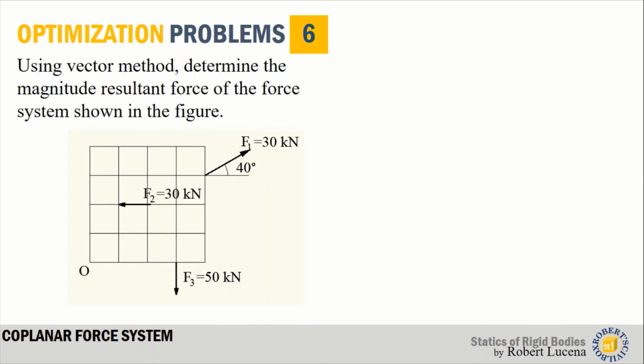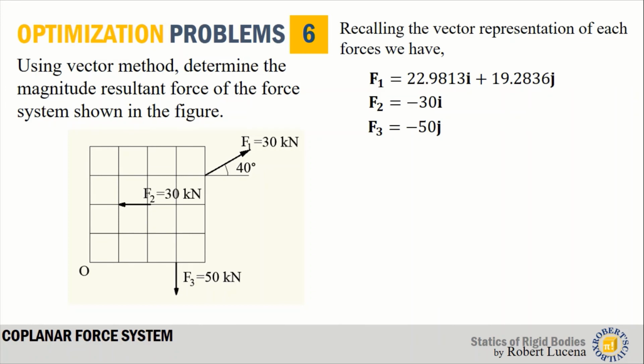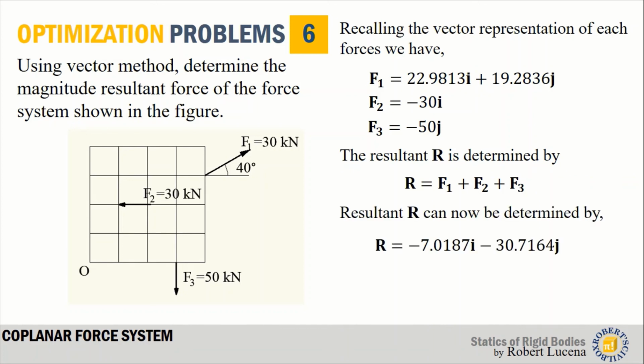The next problem will be about the magnitude of the resultant force. So we have now the moment of the three forces. Now we are asked what is the magnitude of the resultant of these three forces. To get that, we simply need to get the sum of the three forces, so we add F1 plus F2 plus F3. Adding all these forces is simply by adding the coefficient of base vector i. So we have negative 7.0187i plus you add up all the j, so we have negative 30.716 for j, and we don't have the value for k.